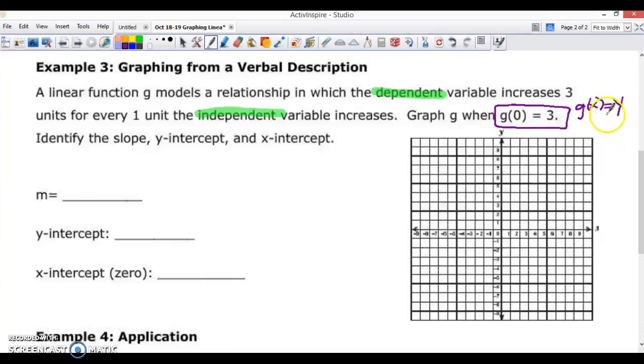Alright, now let's look at what we got. We got an x value and a y value. So we can take those two pieces of information and write an ordered pair, because this tells me that for this specific x, I have this specific y, or this specific input gives me this specific output. So if that's the case, then my y-intercept is (0, 3).